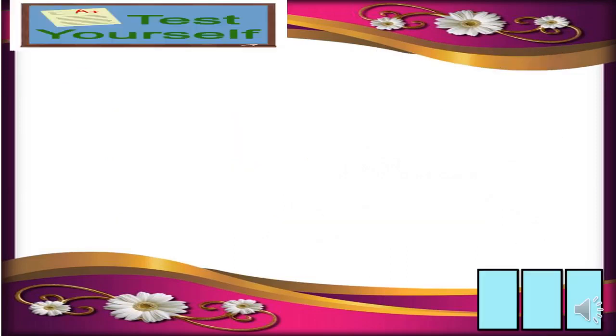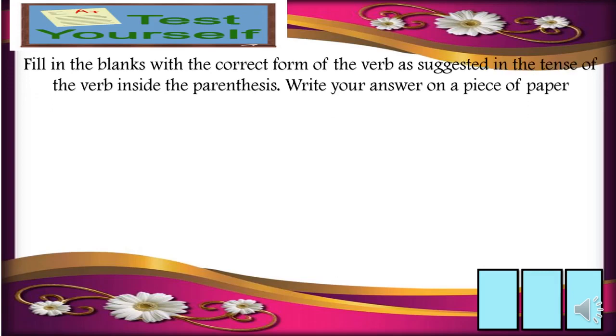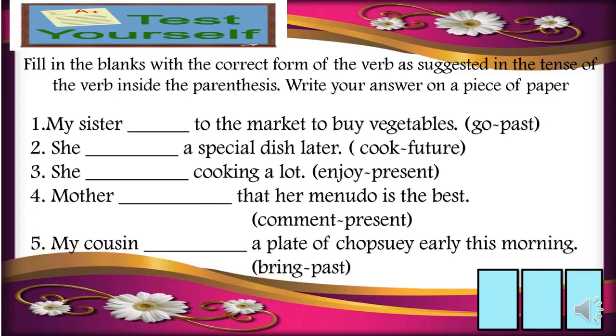Okay, now let us test yourself if you really understand our lesson for this morning. Fill in the blanks with the correct form of the verb as suggested in the tense of the verb inside the parentheses. Write your answers on a piece of paper. And here are the sentences. Number 1, my sister blank to the market to buy vegetables.